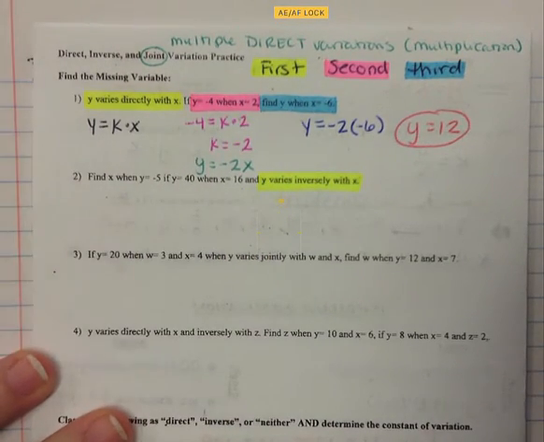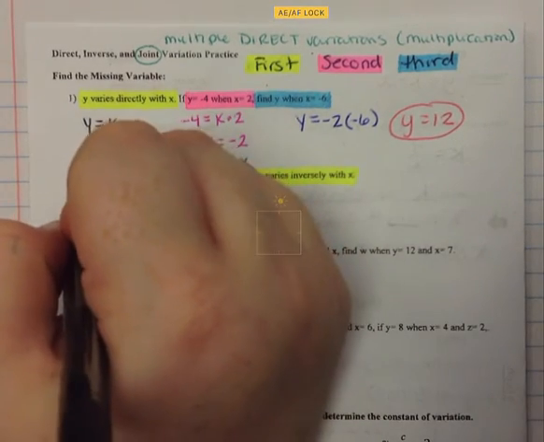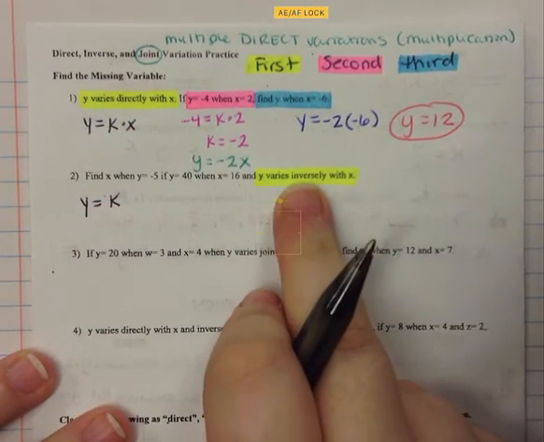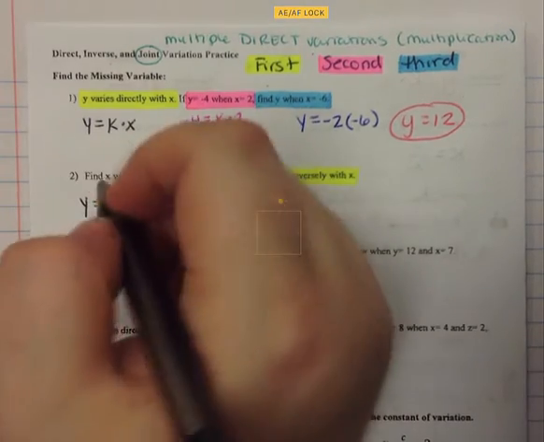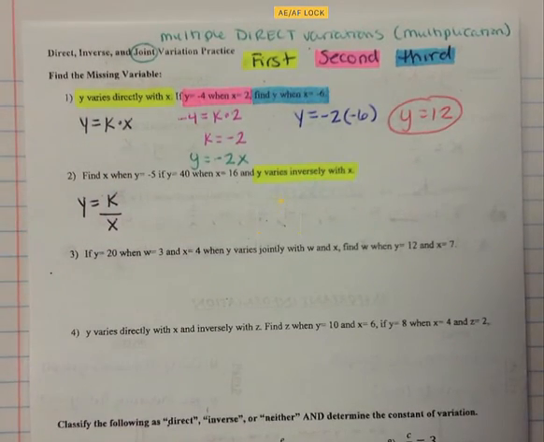That tells us our basic equation. Y varies means y equals. So our first step is y equals. We automatically put our k. Inversely means division. So we're going to divide by the next variable. So divide by x. That's our first step.